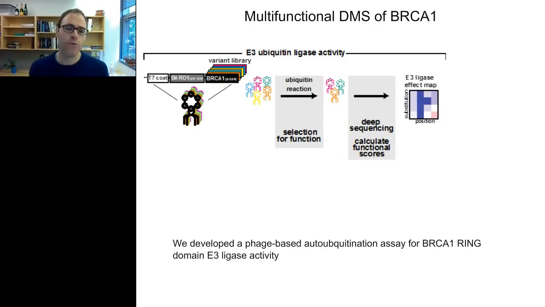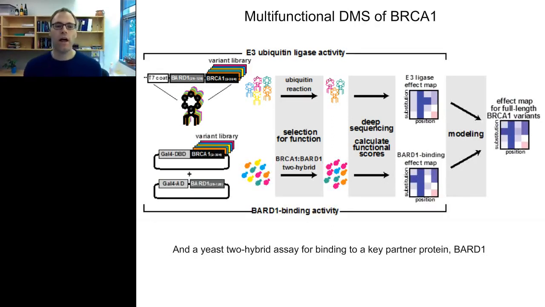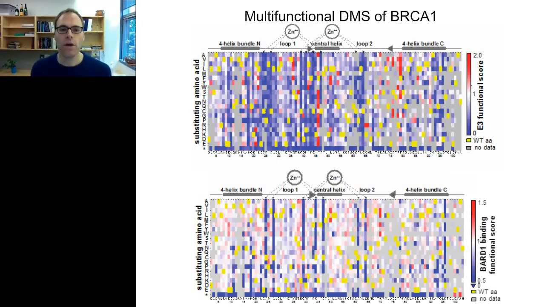So Leah developed a phage-based E3 ubiquitin ligase assay, and then used deep mutational scanning to construct a sequence function map, where the function in this case was the E3 ligase activity. She also developed a yeast two-hybrid-based BARD1 binding assay, where BRCA1 was being asked to bind to BARD1, which is a critical binding partner for BRCA1 in vivo. So we were armed with these two deep mutational scans, and then we'll get to the modeling in a minute, but first I want to show you what the sequence function maps look like for these scans.